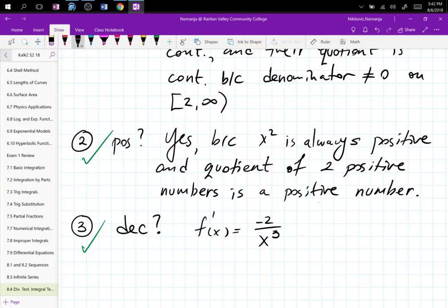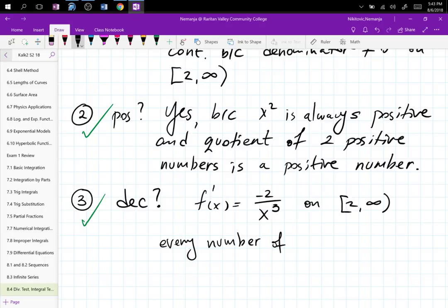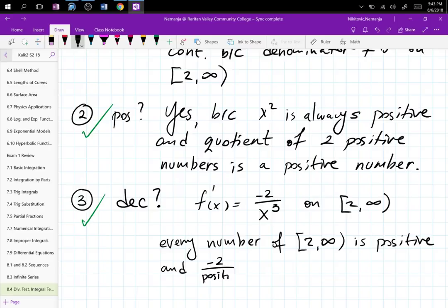So on, again, 2 to infinity. When you consider the derivative on 2 to infinity, every number in the domain is positive. You always have negative divided by positive, right? So every number of 2 to infinity is positive, and negative 2 divided by positive is equal to negative.